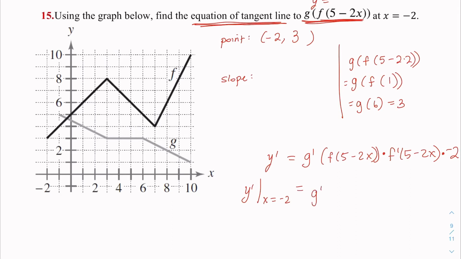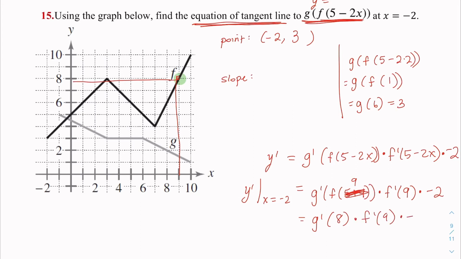So g prime of, so 5 plus 4 is 9. F of 9, so I'm working on this part right now. F of 9 is, here's 9. F of 9 looks like it's 8. So I have g prime times f prime of 9 times negative 2.